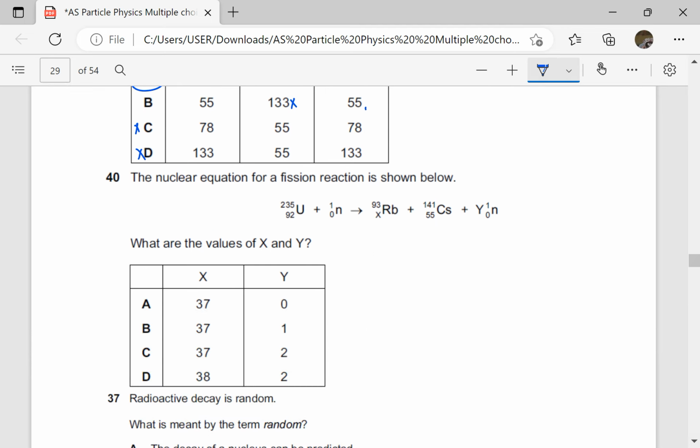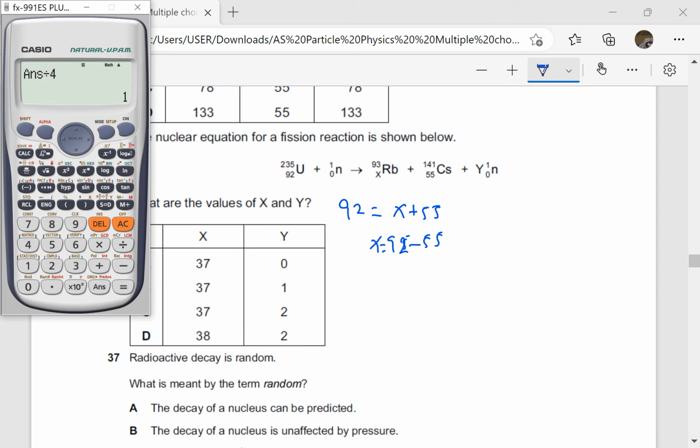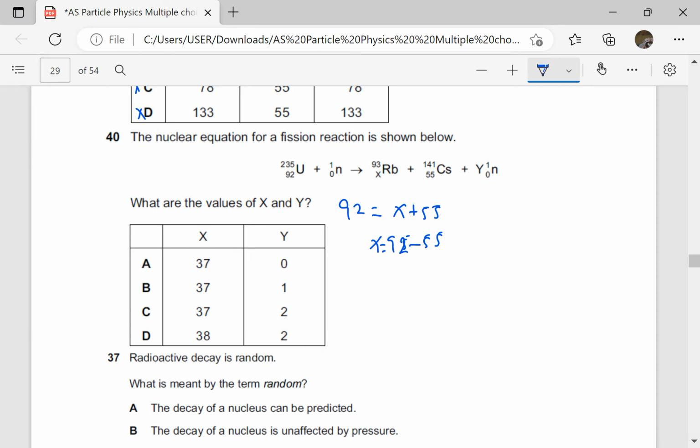The nuclear equation for a fission reaction is shown below. What are the values of x and y? The proton number is not affected, so 92 is equal to x plus 55. Y times 0 is 0, so x is going to be 92 minus 55, which is 37. So we eliminate D. X is 37.